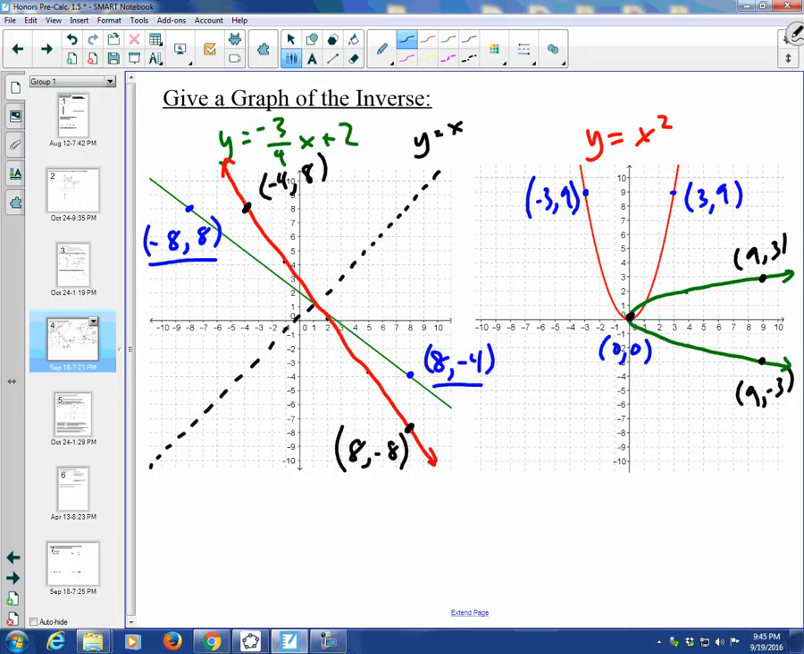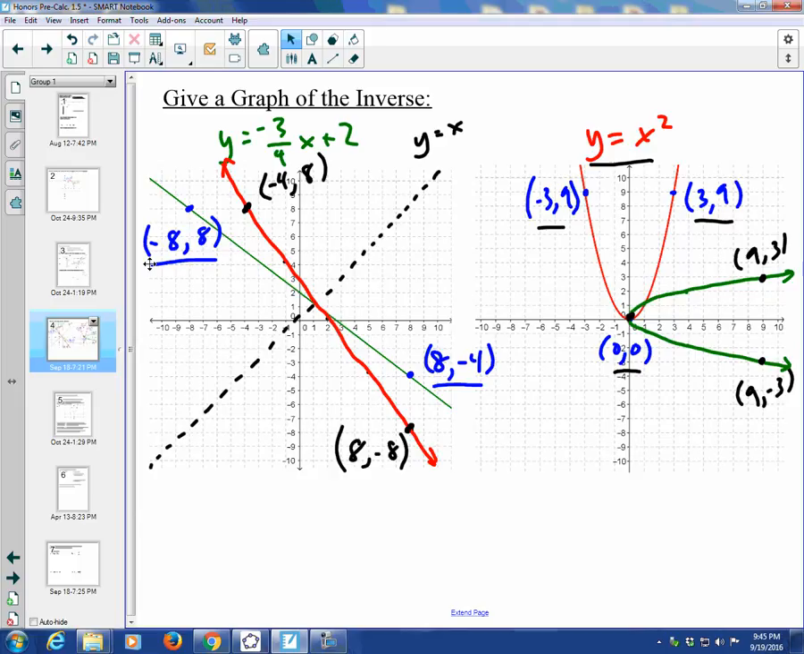For the parabola, I chose the vertex, and I chose (-3, 9) and (3, 9) as the points that I would invert. That gave me (9, 3), (0, 0) as the inverse of the vertex, and (9, -3). Then I graphed the behavior I was seeing along the y-axis for my y equals x squared along the x-axis. That gave me this sideways parabola.